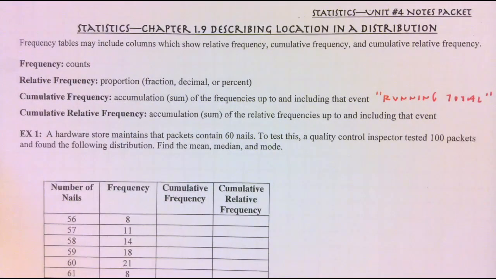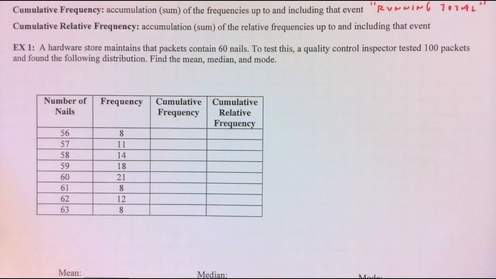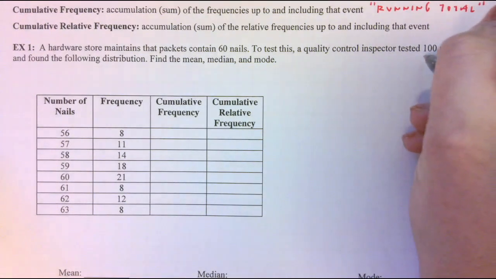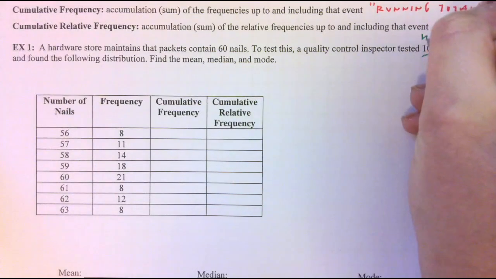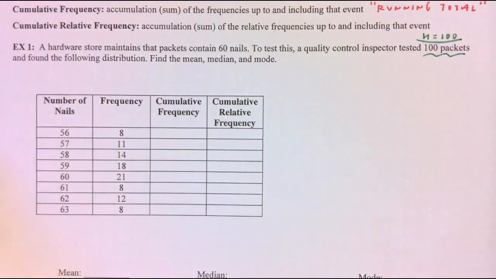So here's a good example. In example 1, we're looking at a hardware store that maintains that packets contain 60 nails. To test this, a quality control inspector tested 100 packets. So our N value is 100, right? We're testing 100 packets. And we found the following distribution. We want to find all of those measures of center, the mean, the median, and the mode.